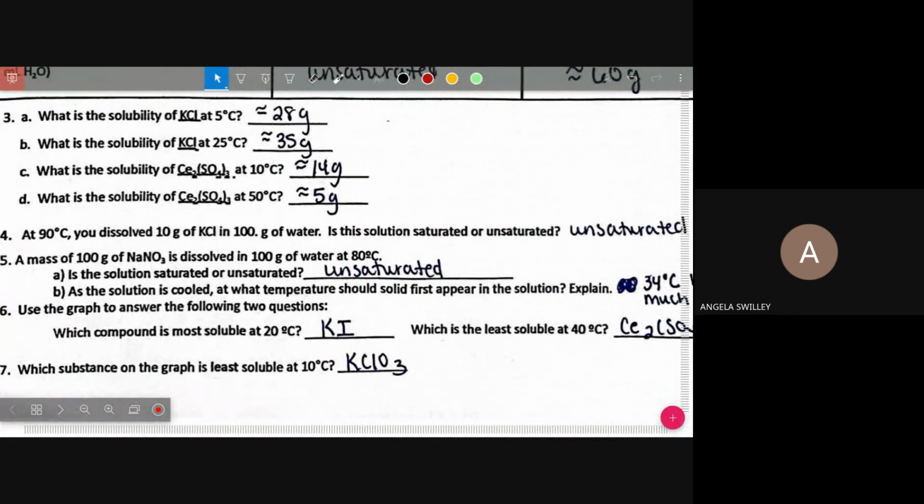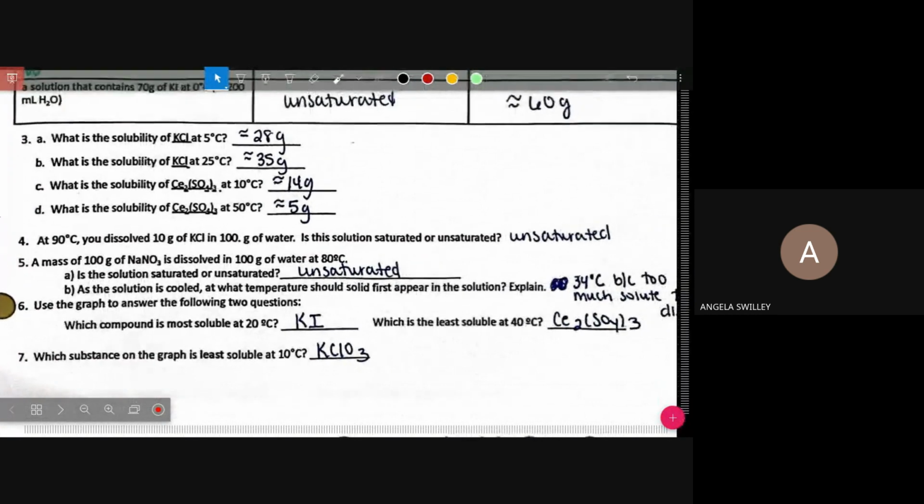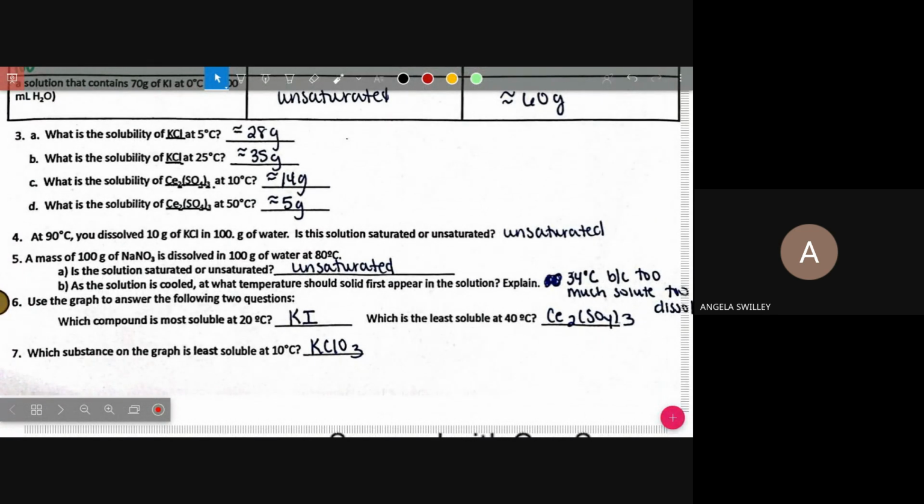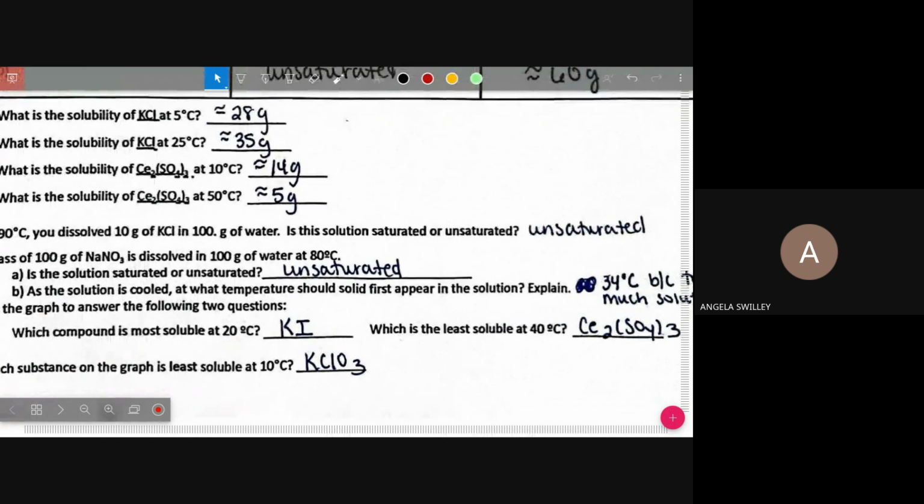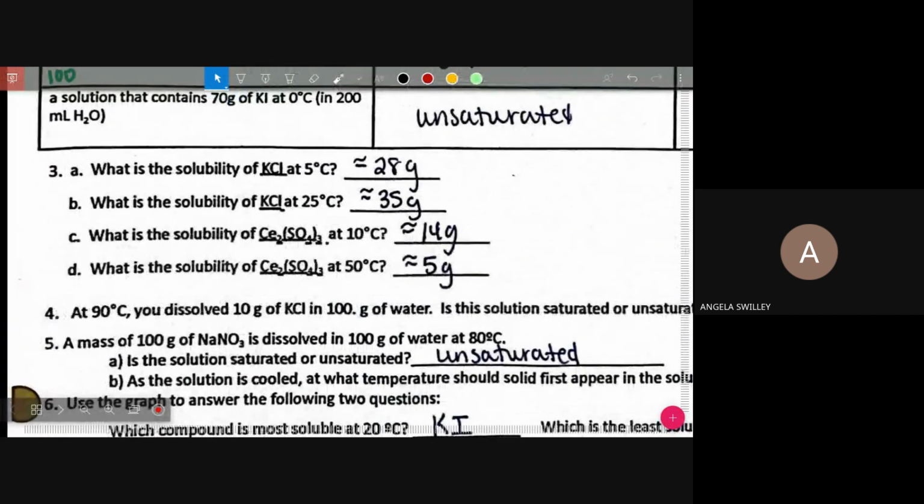Here is number, oh, I'm doing too much. Here is number 3, 4, 5, 6, and 7. Let me make this bigger and just do 3. That will help probably. So number 3 is approximately 28. Remember, you can be a little bit high, a little bit low. That's fine. 3B, approximately 35. 3C, approximately 14 grams. 3D, approximately 5 grams. Any questions on 3?